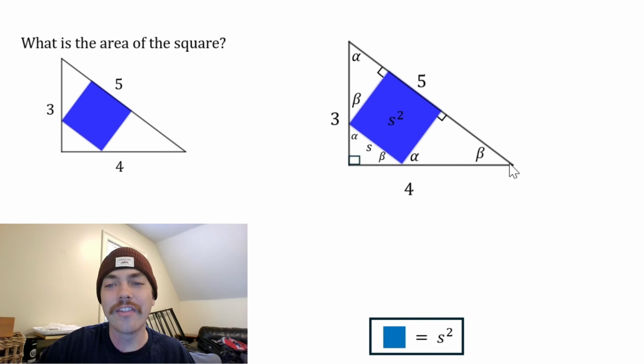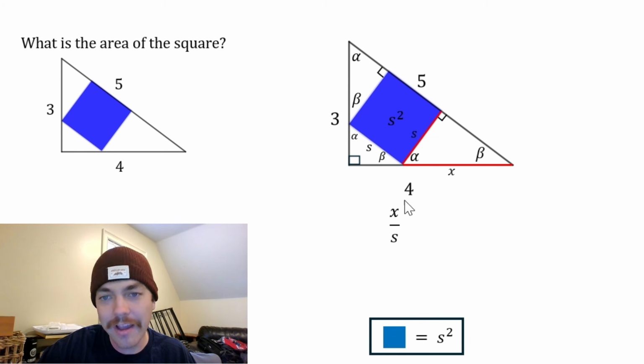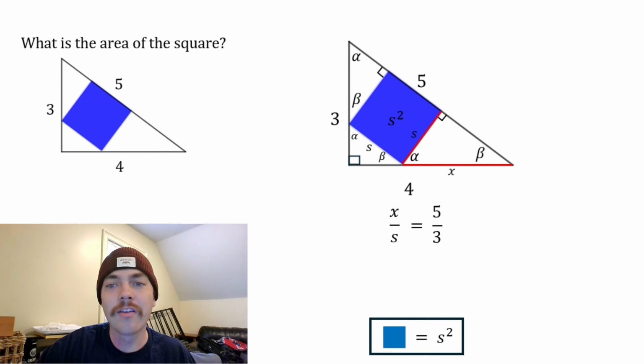Now let's focus in on this triangle down here. The short leg right here is part of the square, so it's going to have a length of s. And let's call the hypotenuse here x. The ratio of the hypotenuse to the short leg is going to be x to s. And since this triangle is similar to the 3, 4, 5 triangle, it's going to equal the ratio of the hypotenuse to the short leg, which is 5 to 3. So x over s equals 5 over 3.